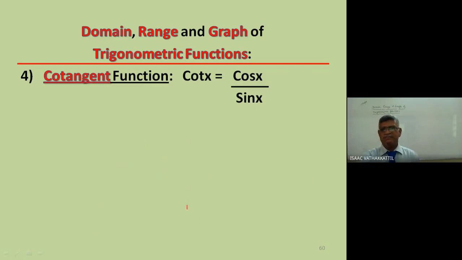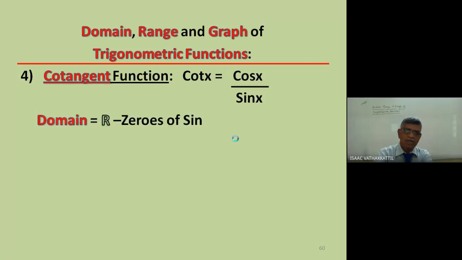We go for cotangent function. Cot x is cos x by sin x. Cos x and sin x have domain R itself, but a fraction is defined only when the denominator is non-zero. So sin x should not be 0. Sin x is 0 when x equals k pi. So that k pi should be removed from the intersection of their domains, which is R itself, because sine and cos both have the domain R. So the domain of cot is R minus zeros of sine, that is R minus the set of k pi, k belongs to Z.